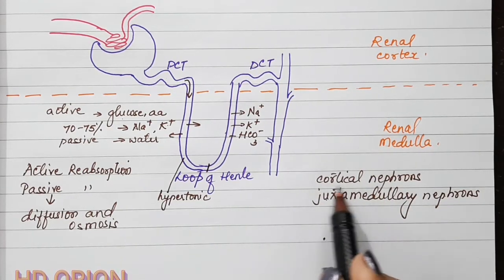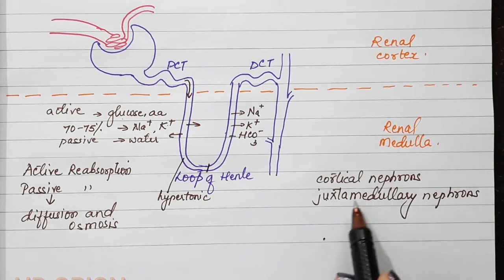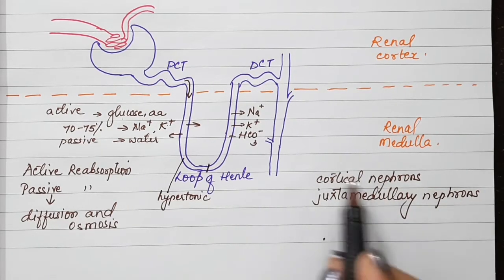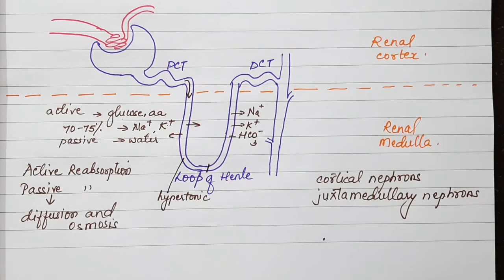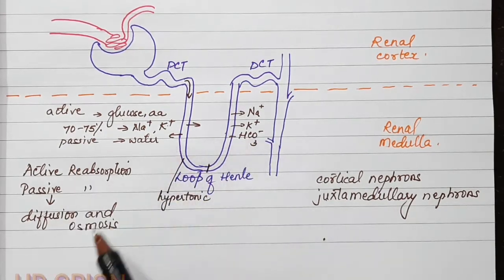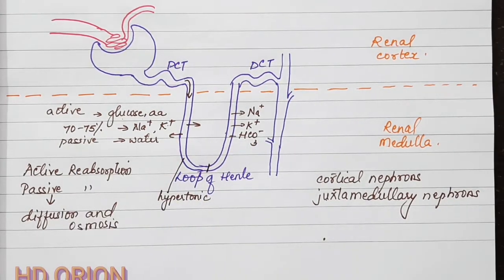In human beings, we have 3/4 cortical nephrons and 1/4 juxtamedullary nephrons. So we have a combination of both types of nephrons. So this is the selective reabsorption.